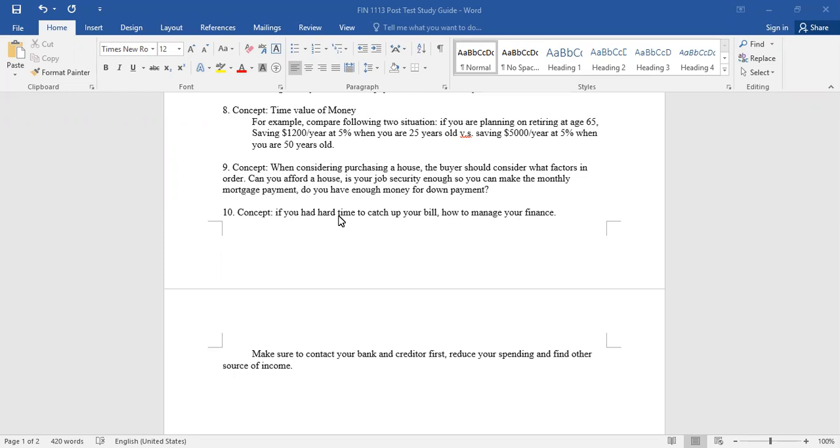Second is, of course, if you don't have enough money to make your bill payment, guess what? You need to reduce your spending and then find other sources of income, okay?